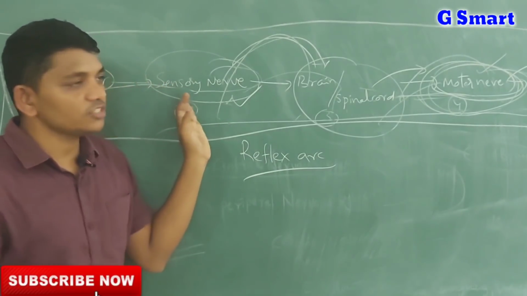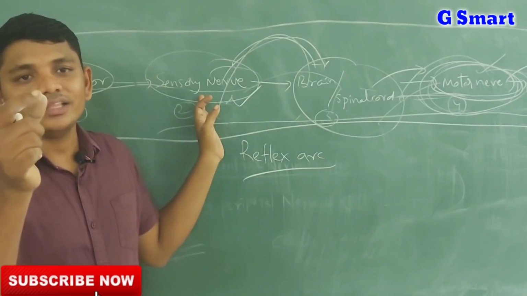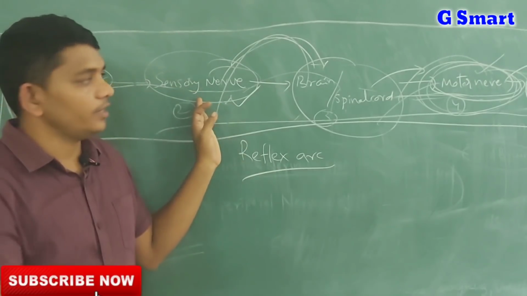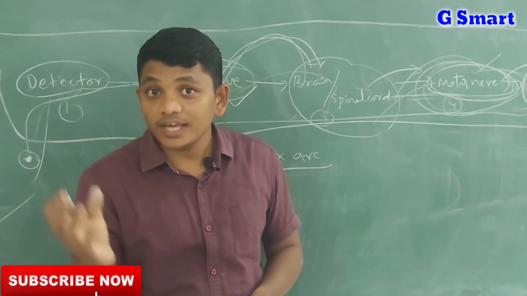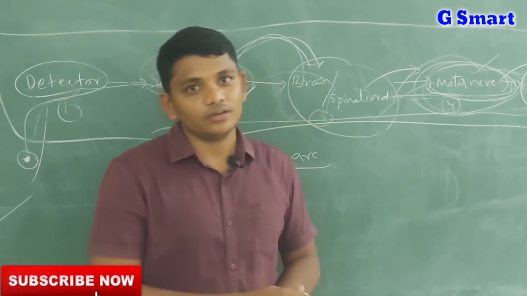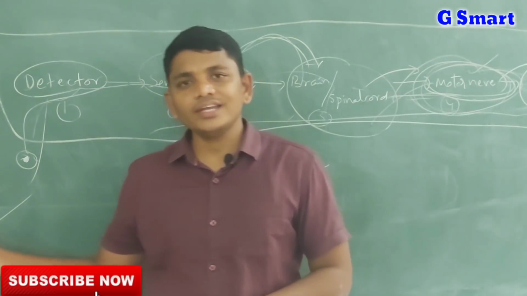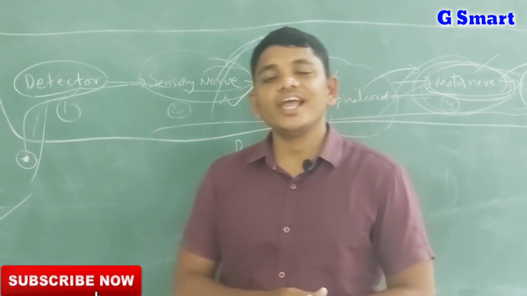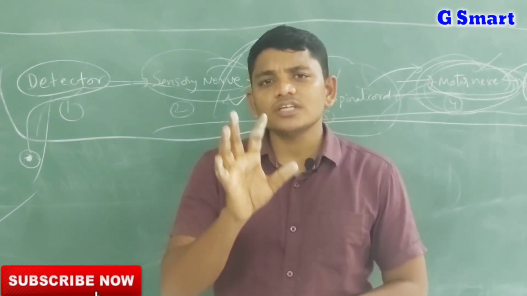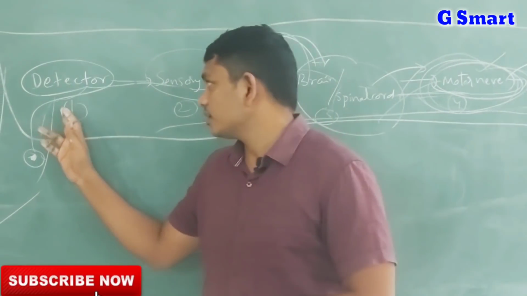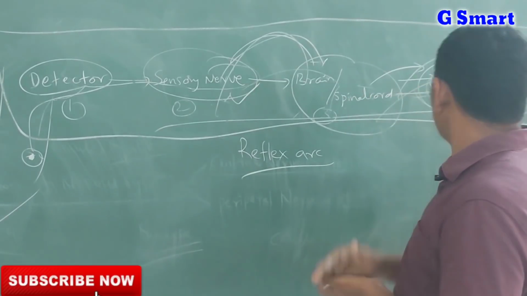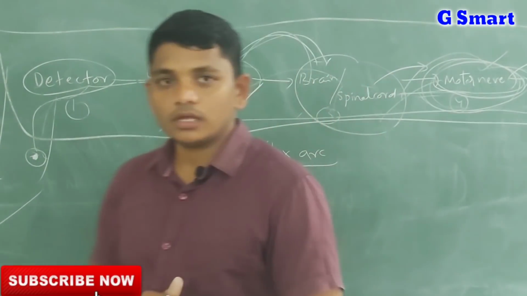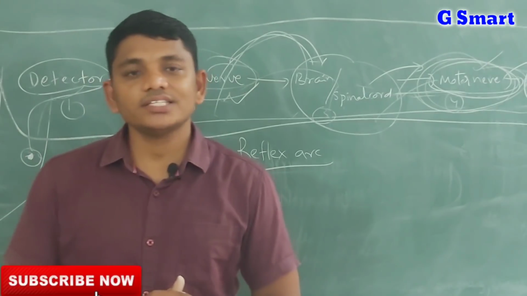So the main function of the sensory nerve is to carry the impulse to the brain, and the main function of the motor nerve is to carry the response to the effector organ. So this entire pathway is called the reflex arc. How many parts are there in a reflex arc? Five parts: detector, sensory nerve, brain or spinal cord, motor nerve, and effector organ. This is called the reflex arc.